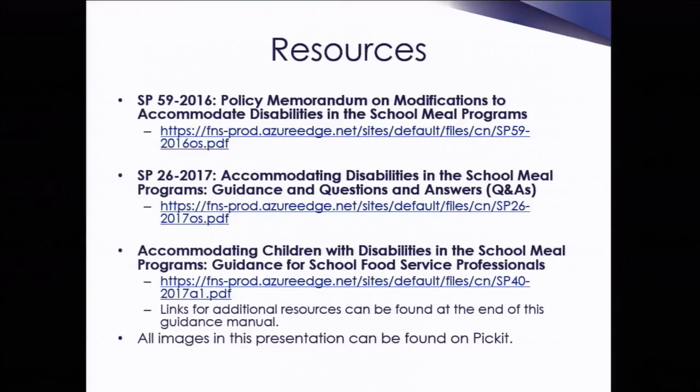This presentation was created utilizing these resources. Again, I encourage you to read through the new guidance manual. There's a lot of great meal modification information included. The guidance may even help you answer some of your questions.